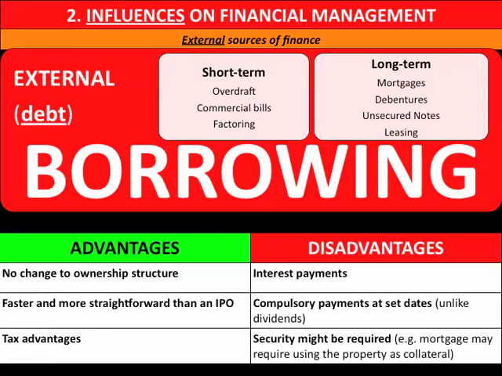The disadvantages, though, are the interest payments. Depending on what type it is, they can be very, very high. They can change very quickly, and you may not be able to cope with that. The second thing is that the payments need to be made on set dates. Unlike dividends, which you can kind of choose as long as you can justify it. You can choose whether to pay the dividends out to the shareholders or not. You can't choose whether to pay the bank or not. It's compulsory. The other disadvantage is that security might also be required.